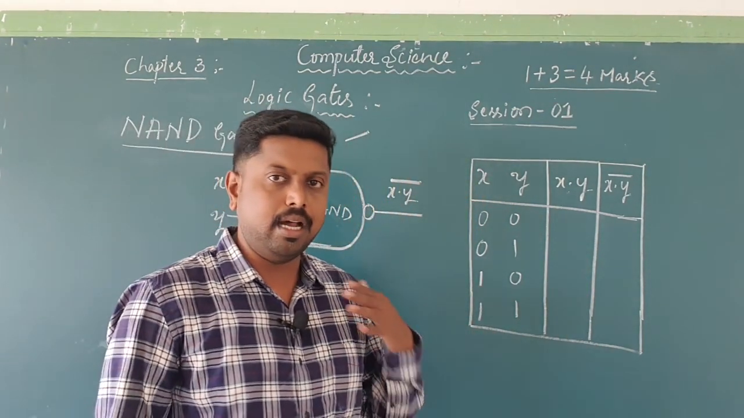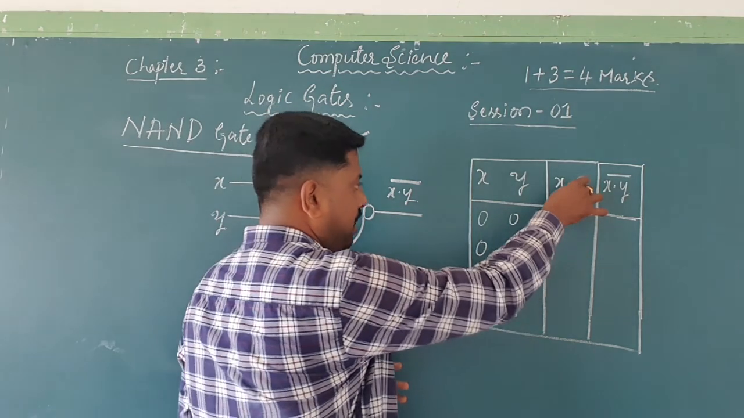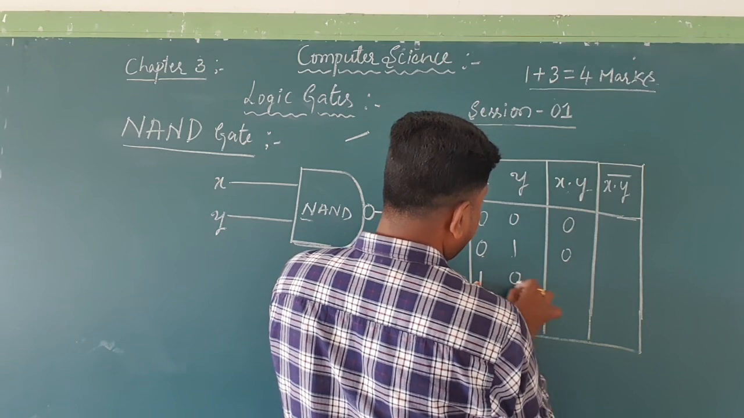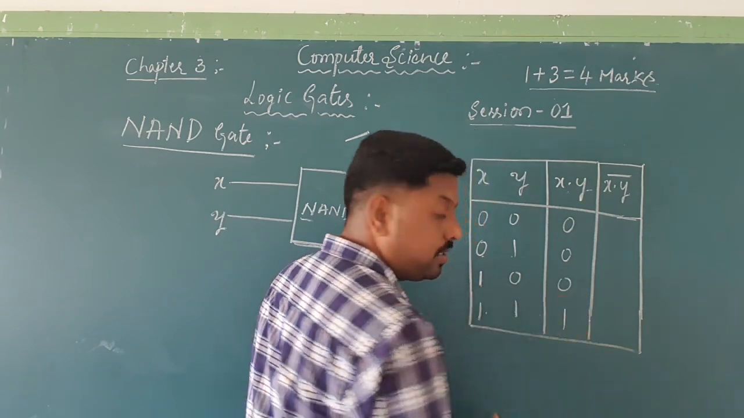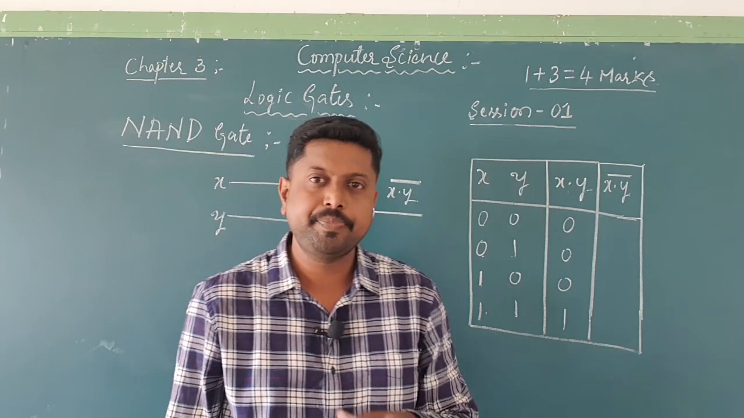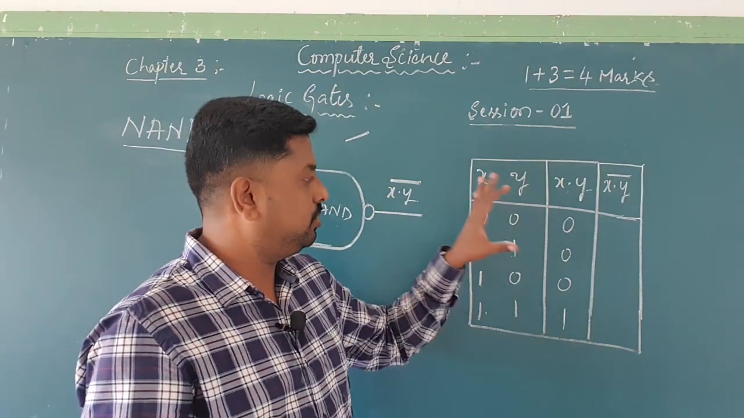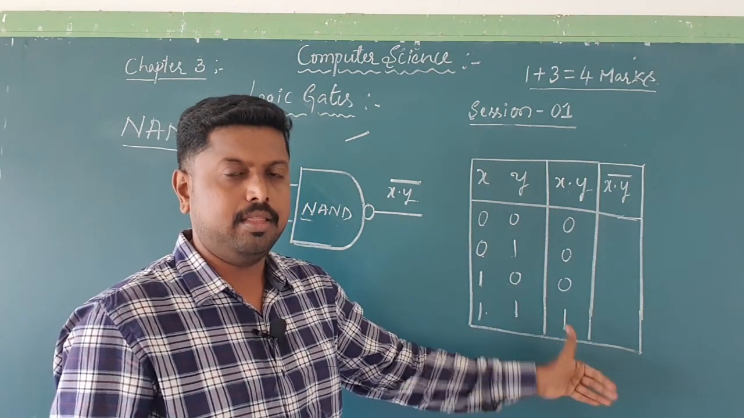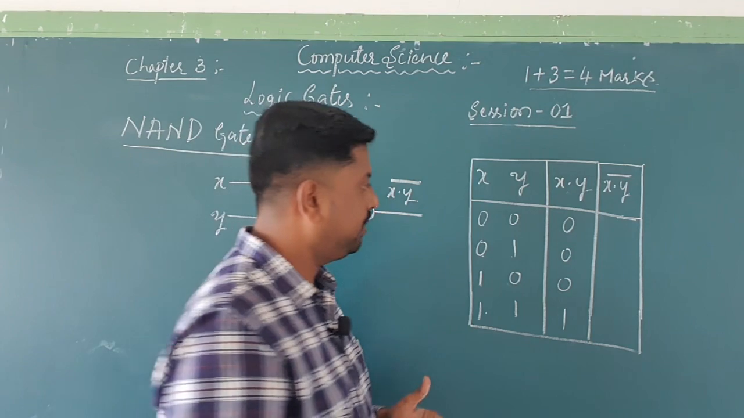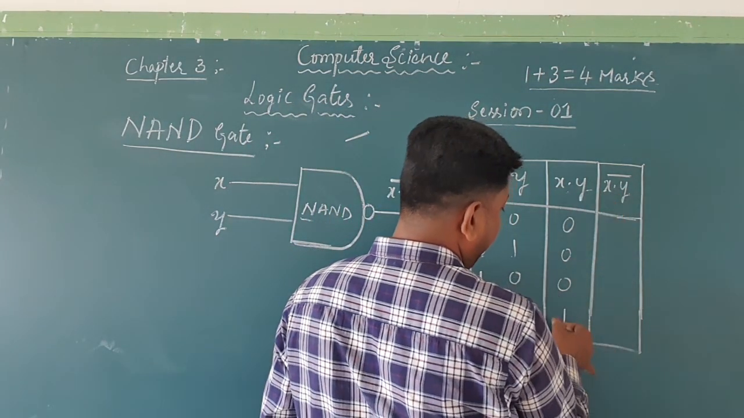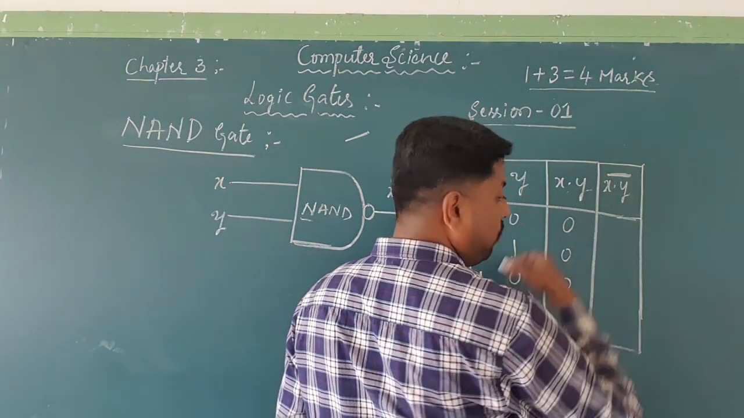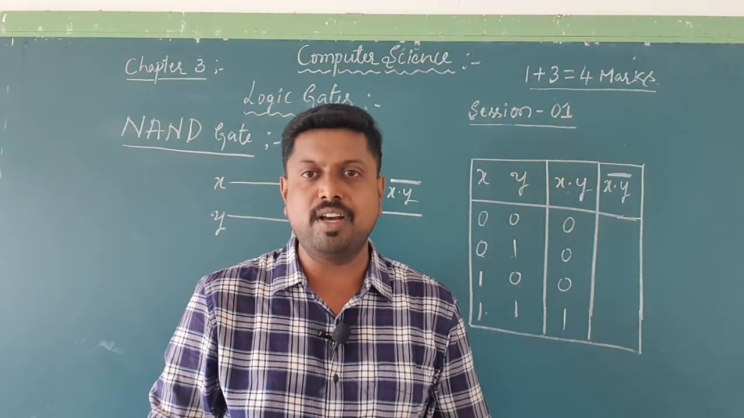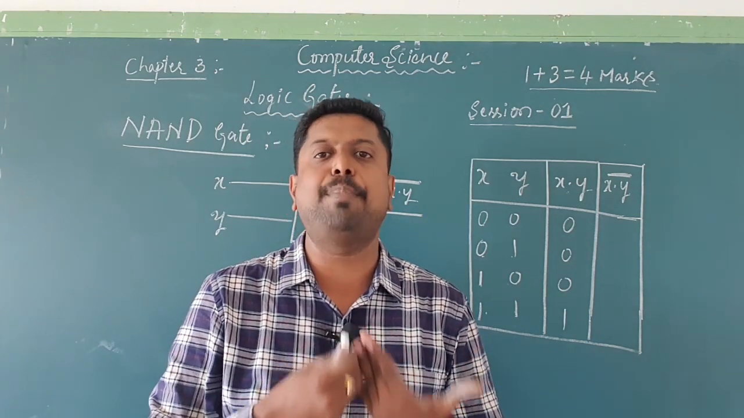As I said earlier, the logical AND gate is a multiplication operation: 0 into 0 is 0, 0 into 1 is 0, 1 into 0 is 0, and 1 into 1 is 1 only. According to the result of the AND gate, if we complement this result, then we will get the NAND gate. See, for X into Y I have a result, and I have to complement it. How do I complement that result? Just write its inverse value, its complemented value.